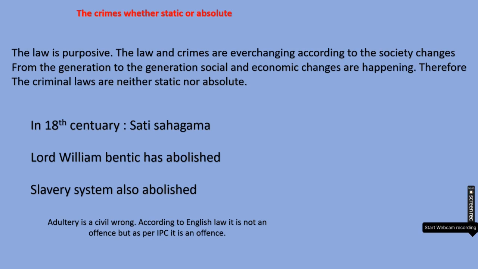What are the differences between crimes and offenses? Here we can understand what is a crime and what is an offense. Crime and offense are both similar. We already discussed what a crime is: an act or omission which is prohibited by the law, injurious to society or the public, and punished by the state for the welfare of society. So that is a crime.